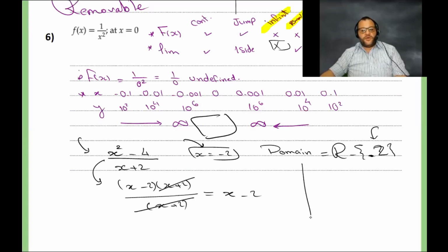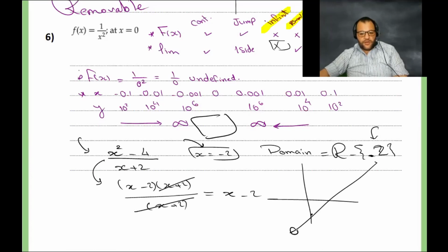How can we graph x minus 2? We draw the line, but at negative 2 it's undefined. It means at negative 2, we'll make a hole. You understand? So the graph is removable, that is the meaning of removable. Removable, you can cover it.